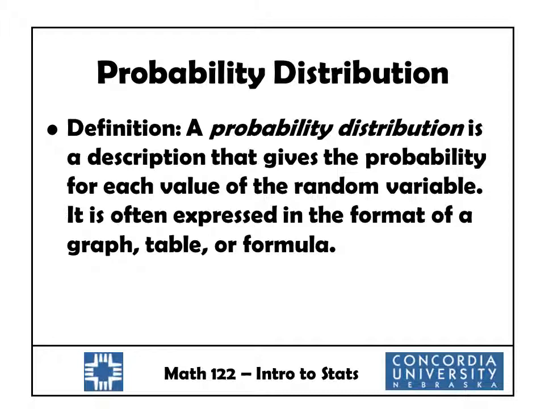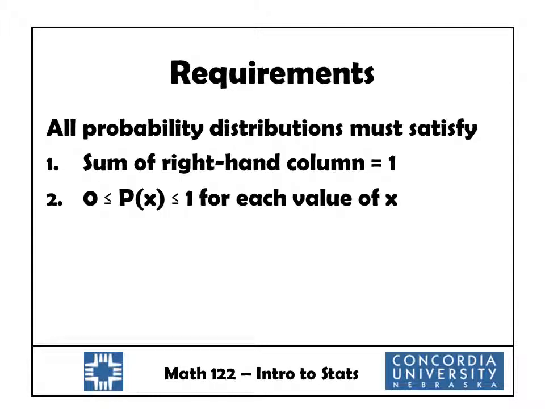In Chapter 5, we started talking about probability distributions, which is a description that gives the probability for each value of a random variable. It's expressed in the format of a graph, table, or formula. In this test, we see them in the form of tables and formulas. Next chapter, we're going to see them in the form of graphs. If a distribution is in the form of a table, then the sum of the right-hand column must be exactly 1, and each of those probabilities must be between 0 and 1.